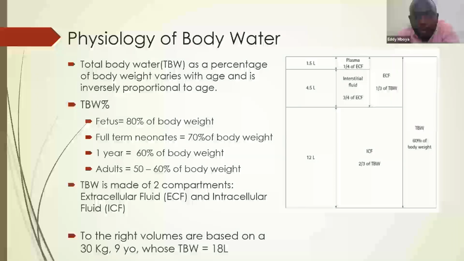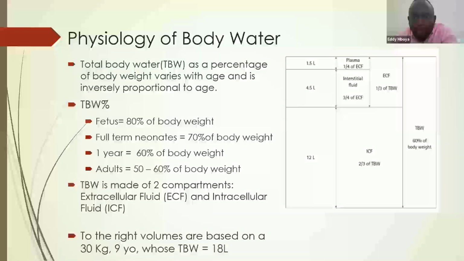Then total body water is further divided into compartments. We have the extracellular and the intracellular fluid compartments. What we interact with most is the extracellular fluid, because that's what we are able to test and gauge whenever we test. The extracellular fluid compartment makes up about a third of total body water.